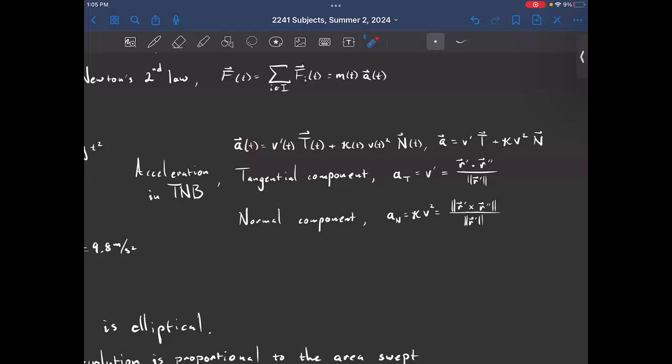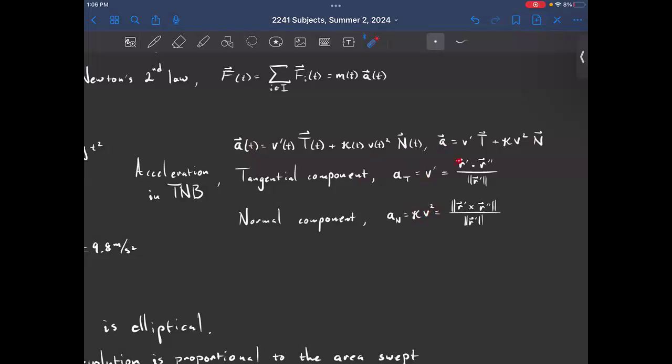Okay, and so we have this general formula for the acceleration. This is it written a little bit more nicely without the t's. And then the tangential components are just the numbers, the scalars that appear in front of t and n. So v prime and kappa times v squared. Note the normal component depends on the curvature here, as well as the square of the velocity. So those are some interesting dependencies.